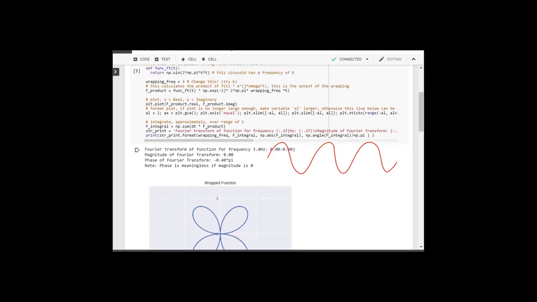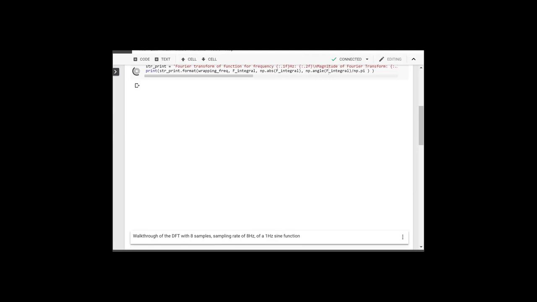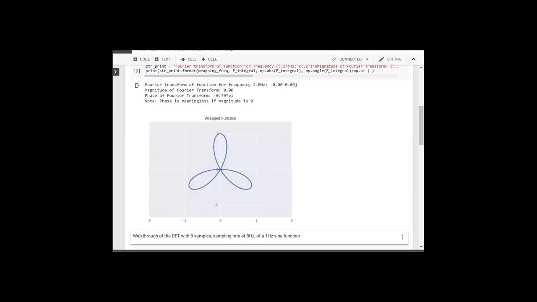Let's try it for 2. I'm going to get rid of this annotation. It's in the way. So let's run that 2. This is what it looks like for 2. So that means it's got to do 2 cycles around. 1, 2. And we're back there again.